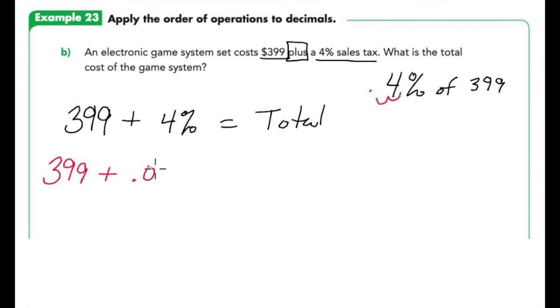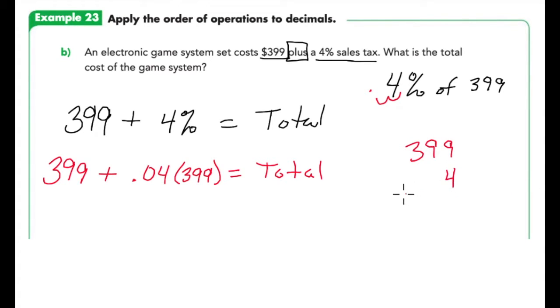So now our expression is our 399 total, or our original cost, plus 4/100 times 399. That's how we could figure out what the sales tax would be, what 4% of 399 is. To work that out, we could just set it up as 399 times 4.